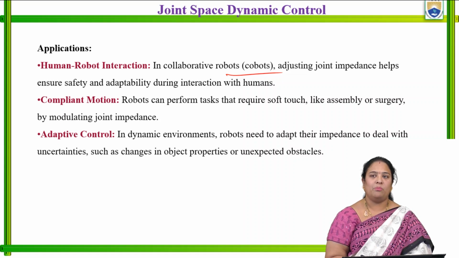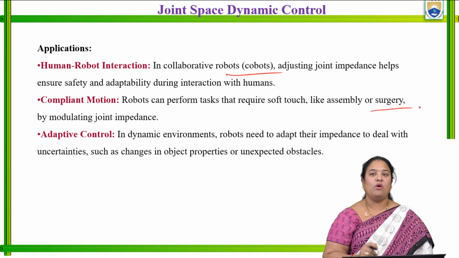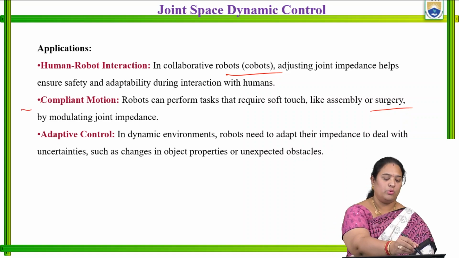Or when we come across compliant motion. What do we mean by compliant motion? Generally, this requires a soft touch. These types of robots require a soft touch, like in assembly or surgeries. Generally, in hospitals, we use this type of compliant motion robot, where a soft touch is required, and it is used in surgeries, by modulating the joint impedance. That is known as compliant motion.